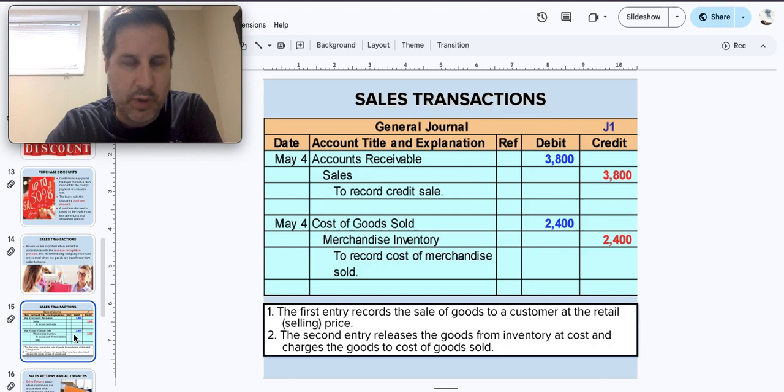On May the 4th, we sold something to our customer on account for $3,800. So we had a sale of $3,800. We record the sale by saying it's an accounts receivable because they're going to pay us later. The only difference is it might be cash if they paid us up front. And then we made a sale, so we're going to credit our sales $3,800. Again, that's nothing different than what we've done all semester, so this should not be a surprise to you. However, we do have to have a secondary transaction as well.